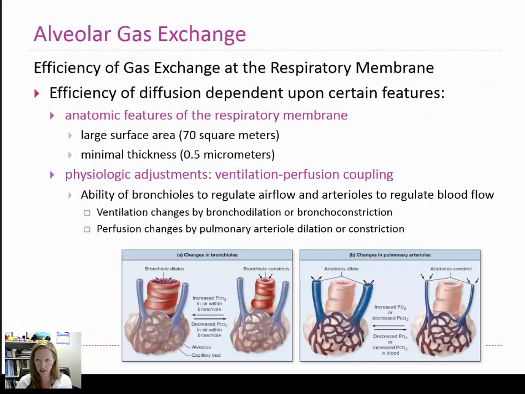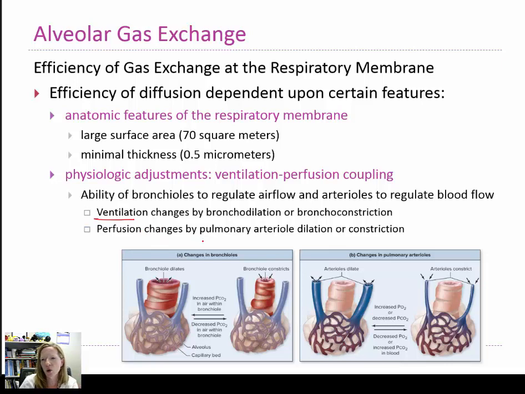So let's take a look at the last thing to make sure that we have a very efficient gas exchange occurring. It's going to be something called ventilation and perfusion coupling. If we are looking at the alveoli and the bloodstream, we want to make sure that airflow is perfect, ventilation is nice, and our airways are open, and perfusion is adequate as well.